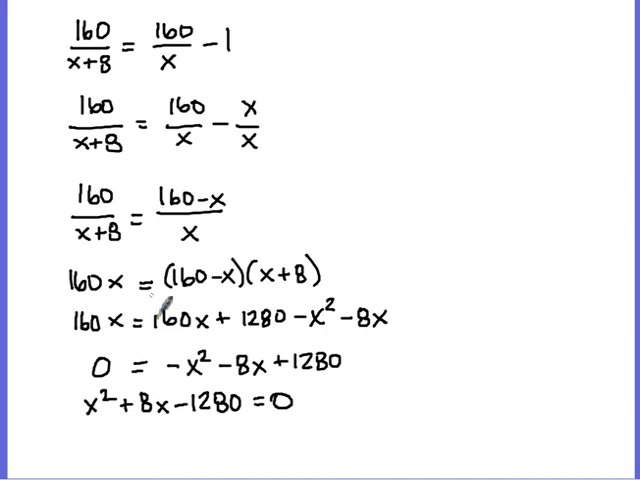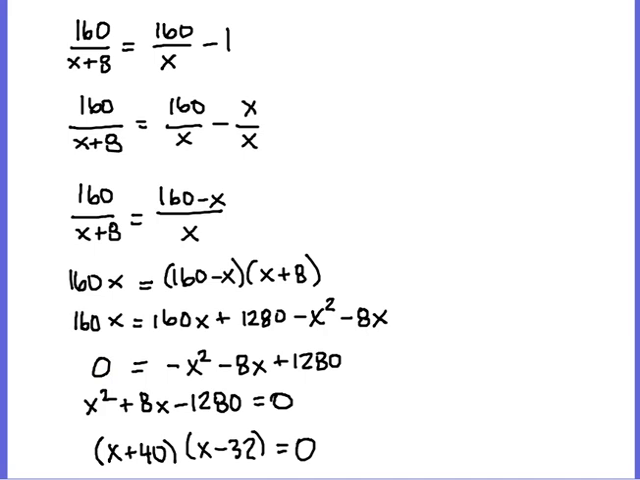I'm not a big fan of the negative coefficient in front of the quadratic term, so I added all 3 of these terms to the left-hand side of the equation, or really to both sides of the equation. Alternatively, I could have just multiplied everything by -1. That would have worked too. But now I've got a factorable quadratic equation.